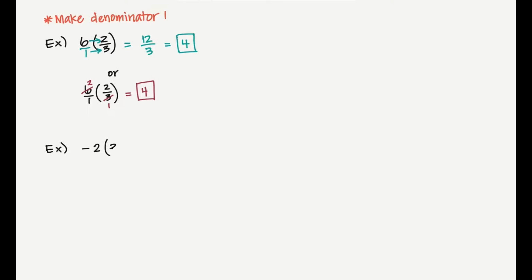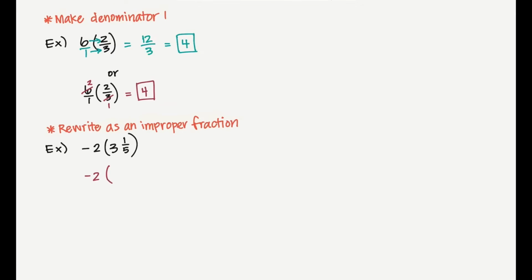Here's another example, negative 2 times 3 and 1/5. So this time it's an integer times a mixed number. And this is where it's very important. You have to do this. You need to rewrite the mixed number as an improper fraction at the very beginning. Okay?